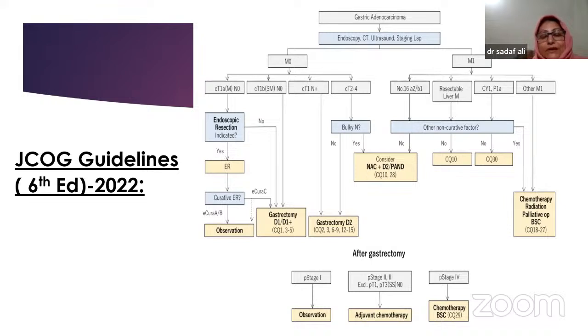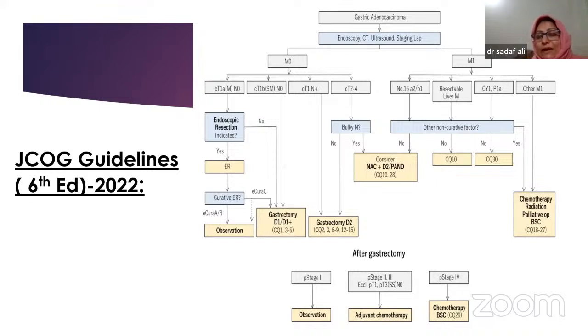if the disease is into the submucosa, then a D1 or D1 plus gastrectomy would be more appropriate, or if you cannot do the mucosal resection endoscopically. They also recommend that all those patients who have T2 to T4, if they don't have bulky lymph node, D2 gastrectomy is appropriate. But if they have bulky node, they go for NAC followed by D2 and even D2 plus lymphadenectomy.